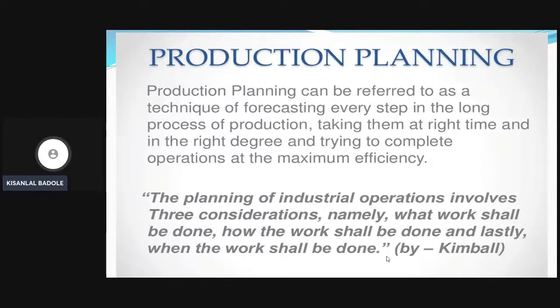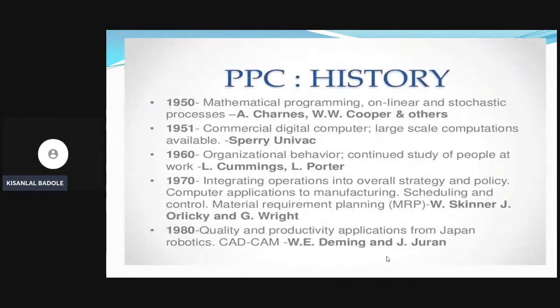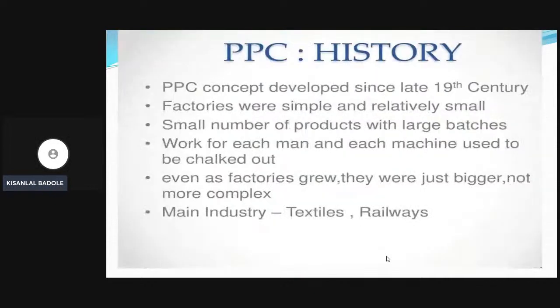From your starting point to the end of the product, from raw material to the end product, the parameters we require come under production planning and control. Now we see a small history of production planning and control: mathematical programs in linear and statistical processes, by T.C. Charlie, W.W. Cooper and others. In 1951, commercial digital computers made large-scale computations available. This history is not important from the exam point of view, but I am mentioning it.